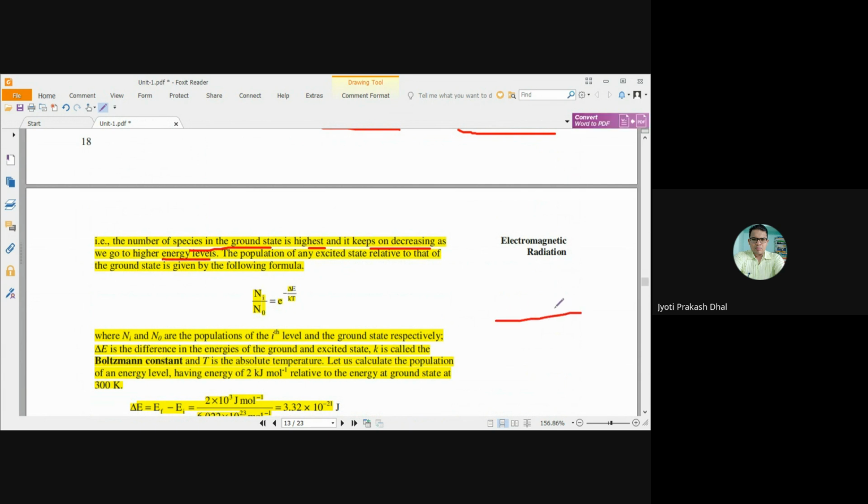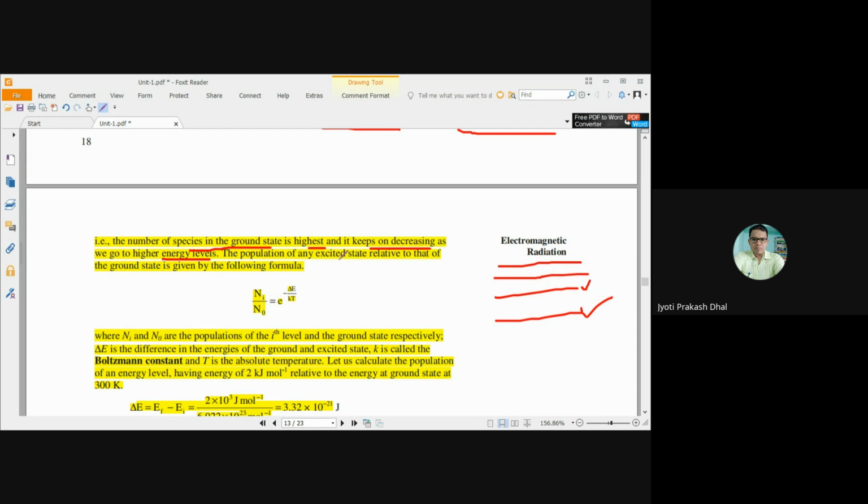Suppose this is the ground state, then the first excited state, second excited state, third excited state. The population means the number of particles, or the number of atoms, or the number of molecules. The number of molecules present in the ground state will always be high, and the number of molecules present in the successive excited states will gradually decrease.